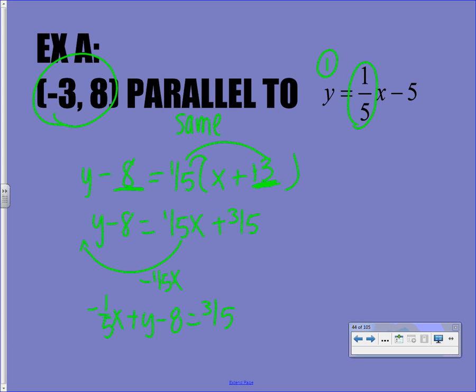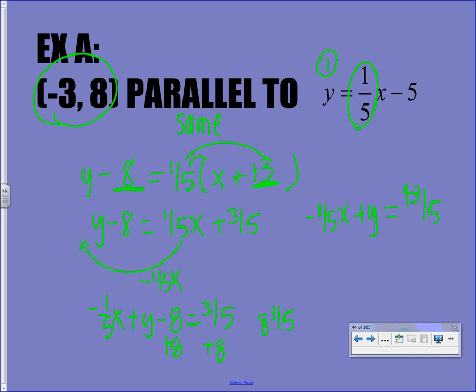So now I have my x first, then my y. Now I need to get my numbers together. So I'll add 8 to each side. So I'm going to get negative 1/5 x plus y equals 8 and 3/5. So I'm going to do some side work over here. 8 and 3/5. So to turn that into an improper fraction, 8 times 5 is 40, plus 3 is 43. So that's going to give me 43/5.